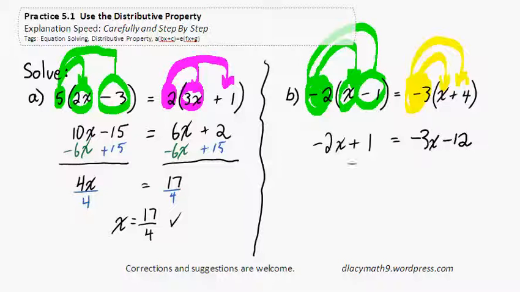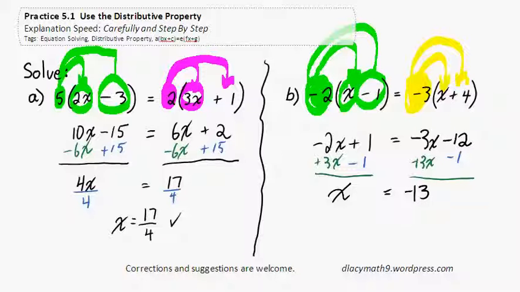We're very close. I'm going to subtract 1 from both sides. I am going to add 3x to both sides. And so now I'll work that out. Negative 2x and positive 3x is 1x. Plus 0 equals 0. Negative 12 and negative 1 is negative 13. That's the answer. X equals negative 13.